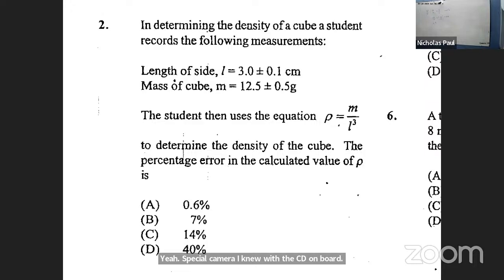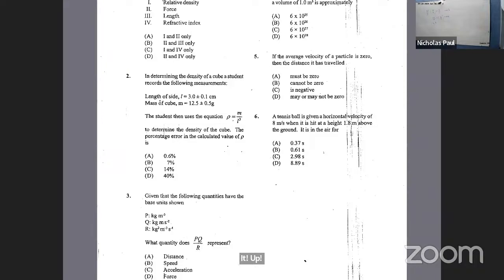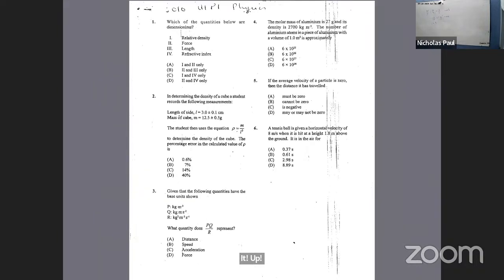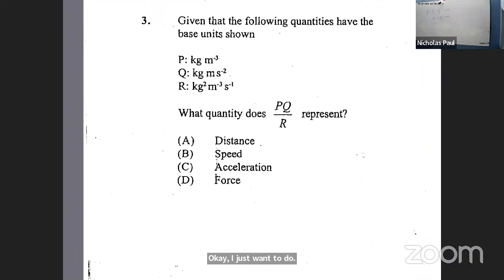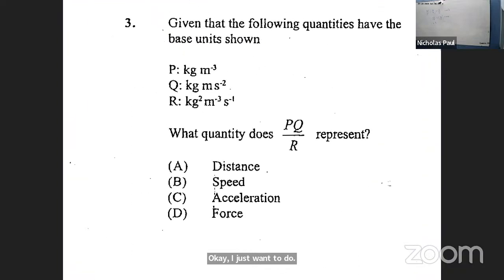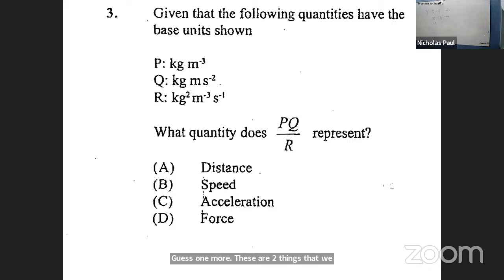All right. Just one more to do. Right, just one more. These are the 3 things that we kind of did so far. One more, and then we start resolving forces, right? I won't go too far into it because I'm going ahead.